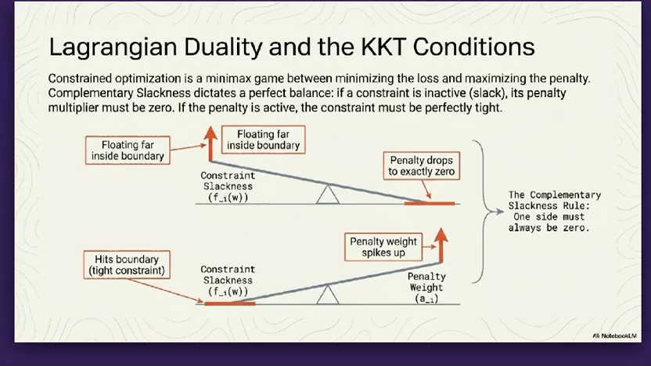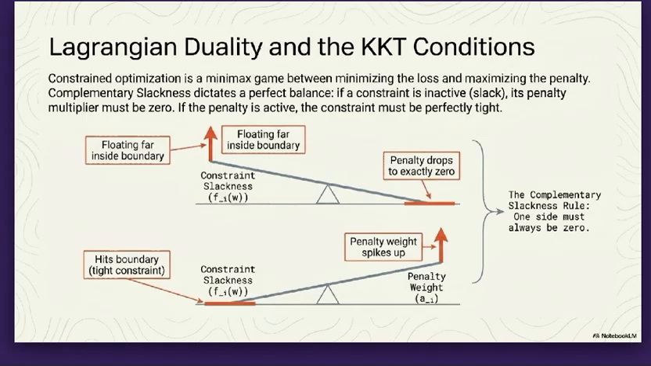Minimax. And the equilibrium of this war, the absolute perfection of this balance, is governed by a KKT condition called complementary slackness. This is the mechanism that proves the constraints are working. I want to explicitly explain the math behind complementary slackness because the slide illustrates it with a seesaw, and it is brilliant. The equation for this rule is incredibly simple. Lambda multiplied by g of x must strictly equal 0. Lambda times g of x equals 0.